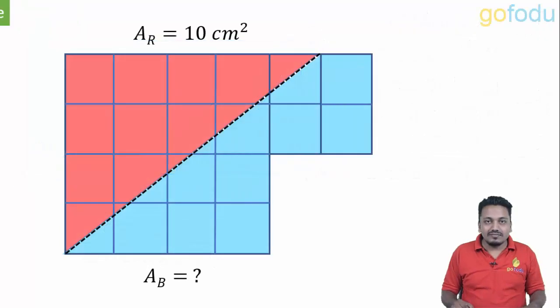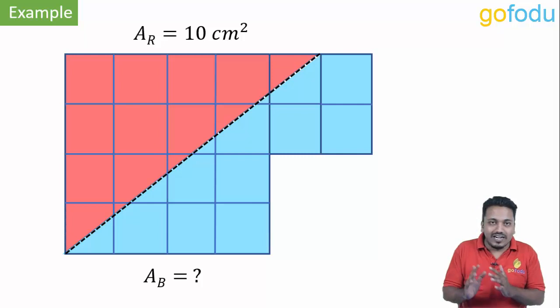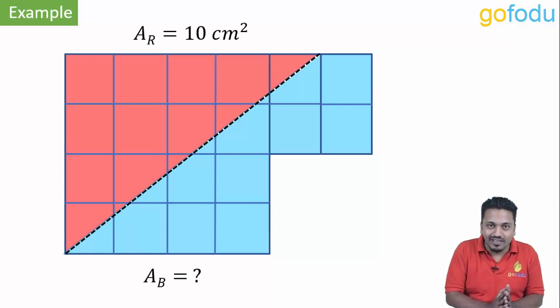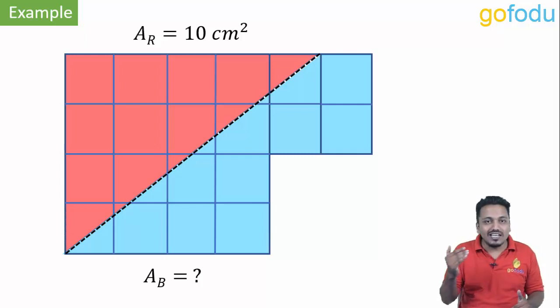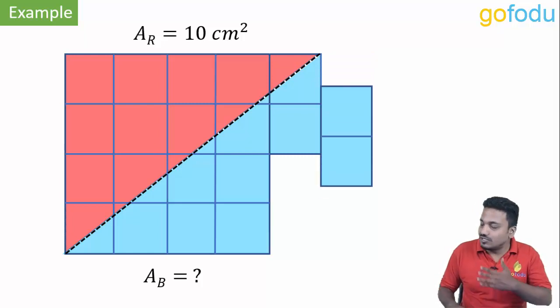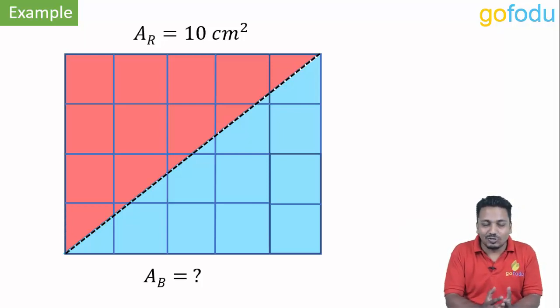Next is a pretty easy one. You can pause and try. Area of red region is given and area of blue region is asked. Now usually in such questions, areas are equal only. You must have noticed by now. Most of the times areas are equal, and so will be in this case. If you move these 2 smaller squares, what we get is a rectangle with a diagonal separating the red and blue area. So red and blue areas are equal.